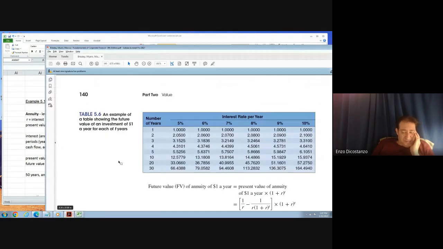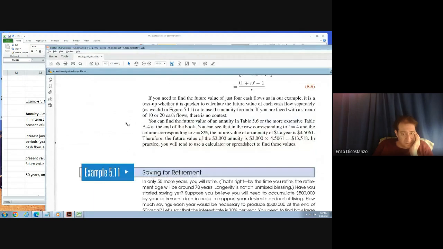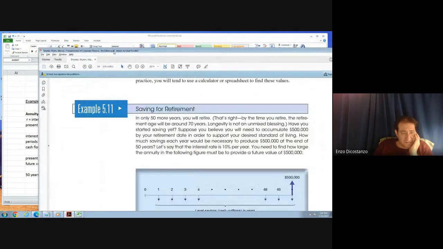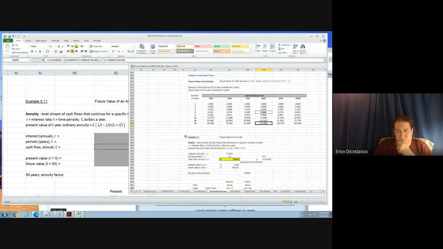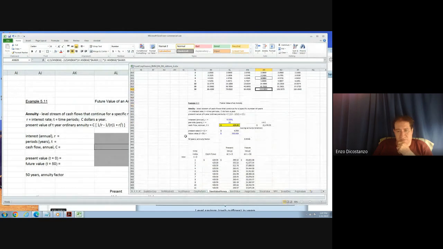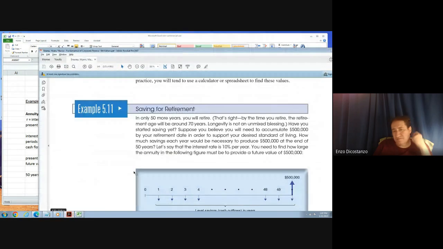The next example. Yeah, this is the 50-year annuity one. Again, in 50 years, you'll retire. The retirement age will be around 70. And I don't know about you guys, but I'm not doing nothing. Believe me, the guys who operate heavy machinery make a pretty good amount of money for just a job, but I'm not planning on being outside in January operating a backhoe.